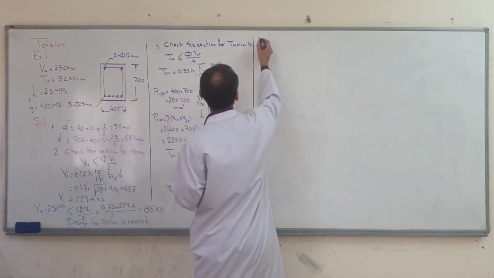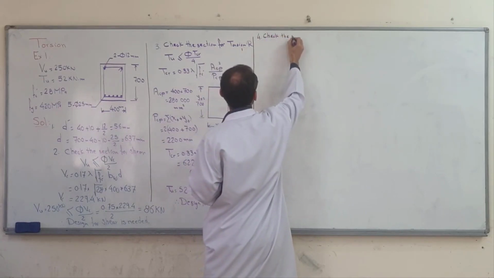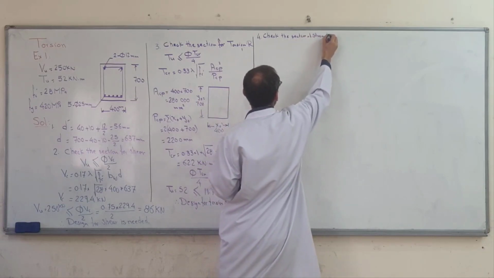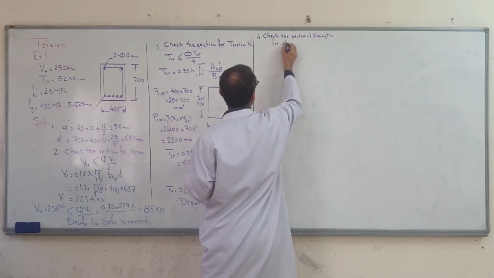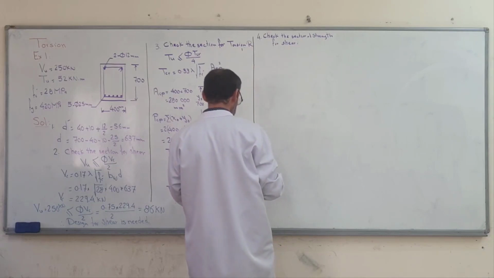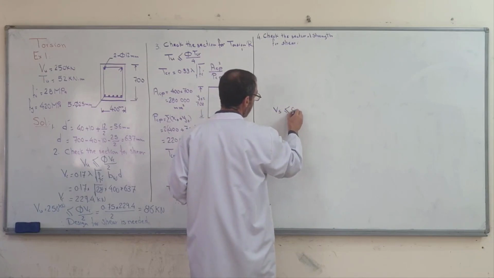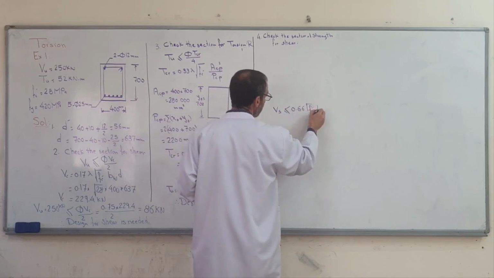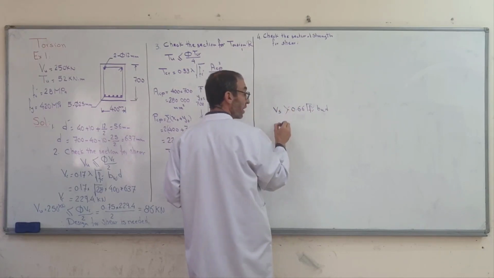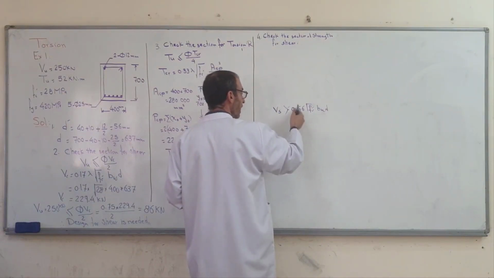This is equal to 4. Check the section strength for shear. Sectional strength for shear. If phi Vs stress intensity is less than 0.66 f'c bw d, it's not required to increase the section. If it is more than this, the section is small, therefore the section must be increased. Less than is okay.